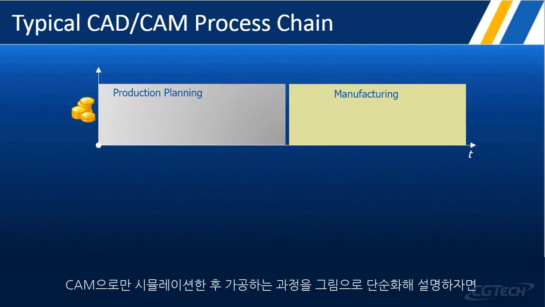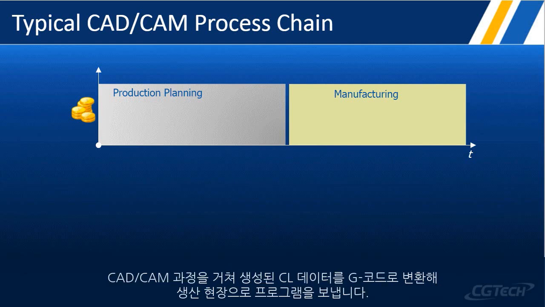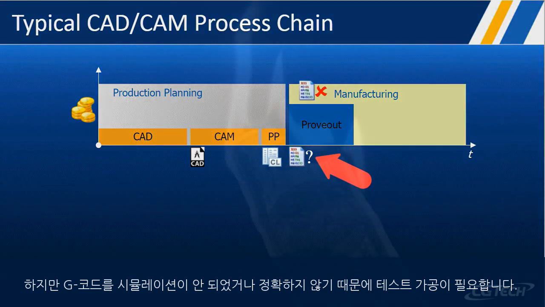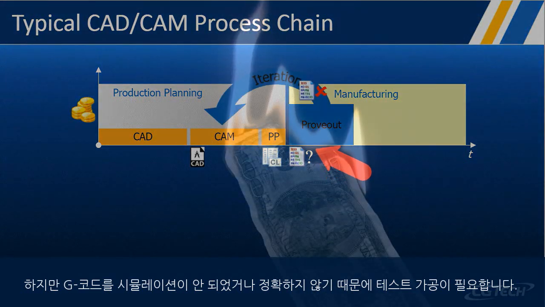You've got your production planning, your manufacturing. In planning, you've got CAD design, which goes over to CAM. Let's go ahead and program it, take the CL data, post-process it, and send it to the machine. Is the G-code good? We're not sure yet. So we prove it out with the machine. Program's bad, iteration, send it back to CAM.